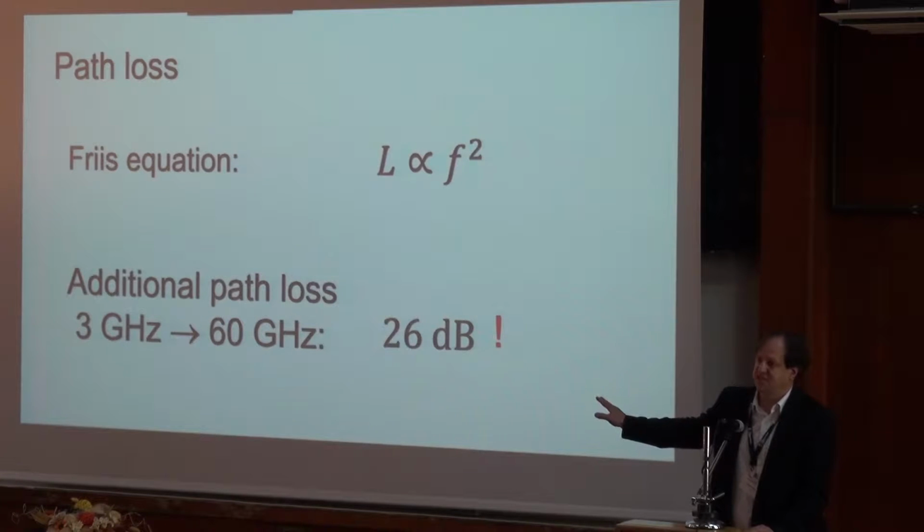And that is added to the link margin. So we need to recover the 26 dB in loss. We don't want to increase the transmission power by a factor of 400. We don't want to do that because we want to be energy efficient. The only way that we can recover that is by applying beamforming.